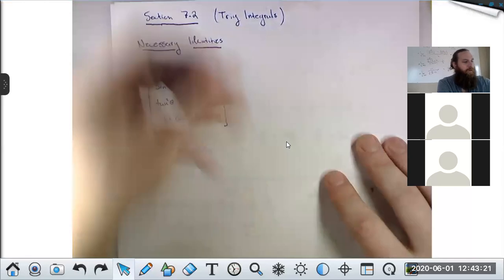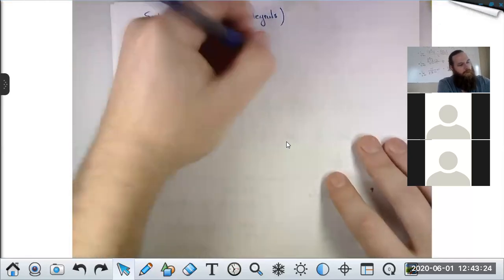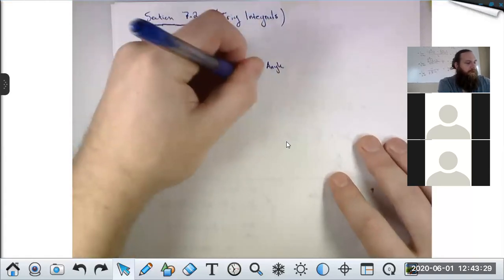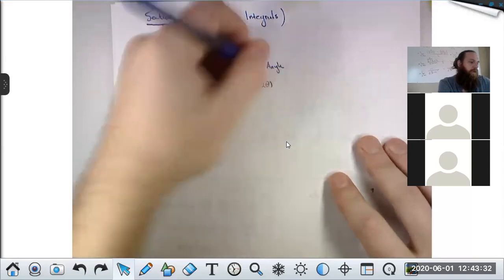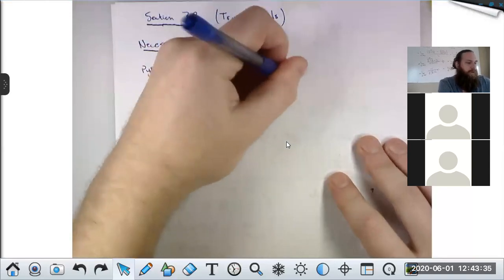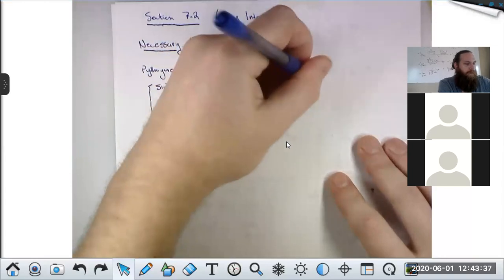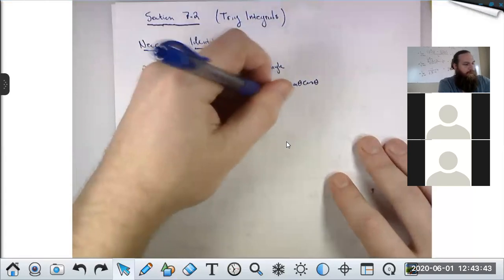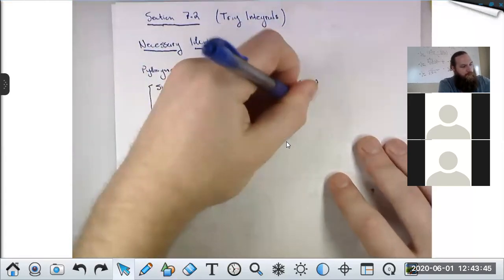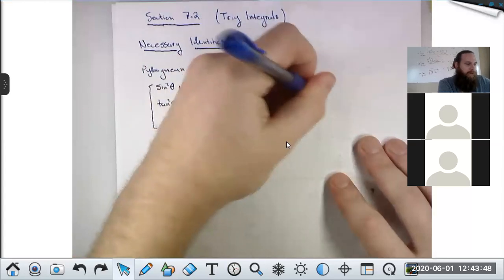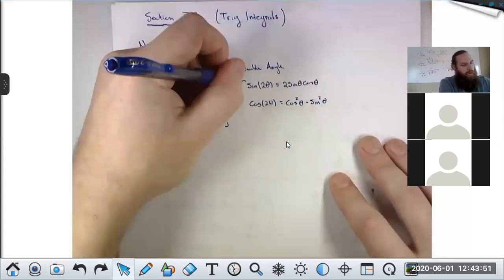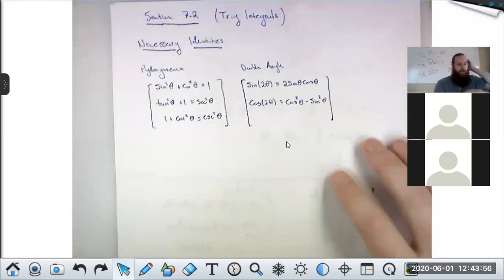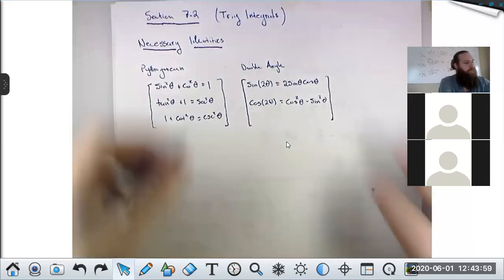Then we've got double angle. And these are sine 2 theta equals 2 sine theta cos theta. And cos 2 theta equals cos squared theta minus sine squared theta. There are other ways to write the cosine of 2 theta. There are double angle formulas for the tangent function, but those are really the only ones we use. And then we have half angle.